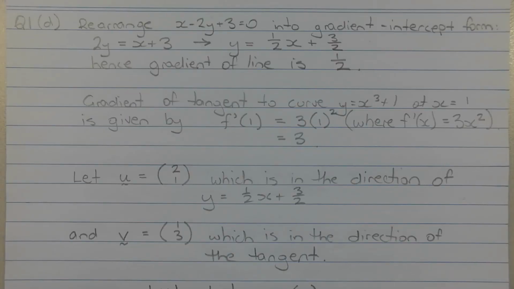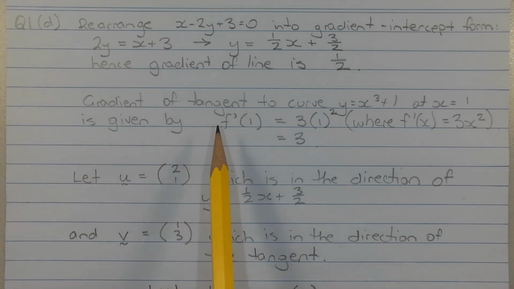We can answer this question using vector techniques, but before we do that, we need to find the gradient of the line and the gradient of the tangent to the curve y equals x cubed plus 1 at the point where x equals 1. So let's consider the line x minus 2y plus 3 equals 0. I'm going to rearrange it into gradient-intercept form, that is y equals mx plus c. We do that by separating the 2y from the x plus 3. So 2y is equal to x plus 3. Dividing both sides of the equation by 2, we get y is equal to half x plus 3 over 2. Hence the gradient of the line is half, or 1 over 2.